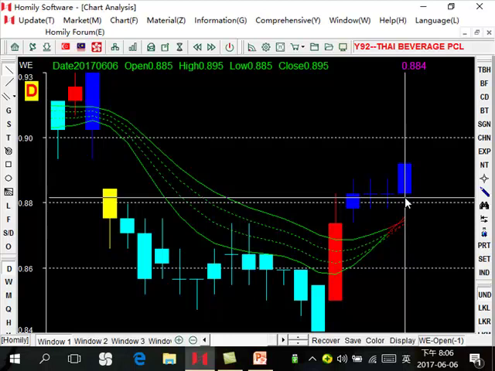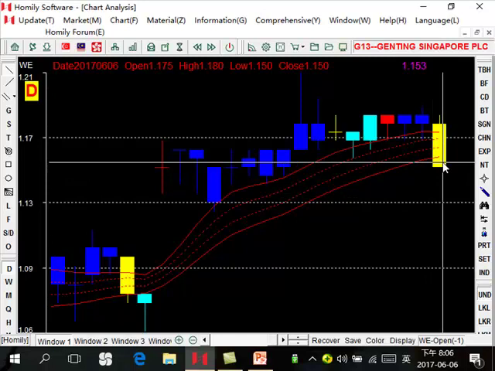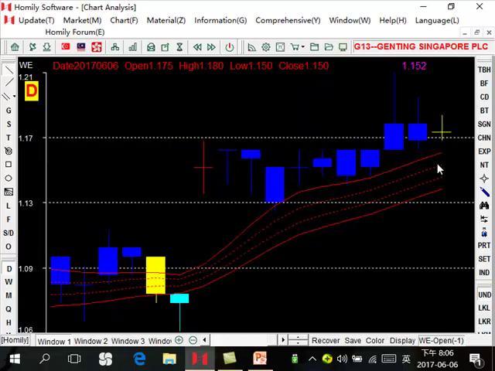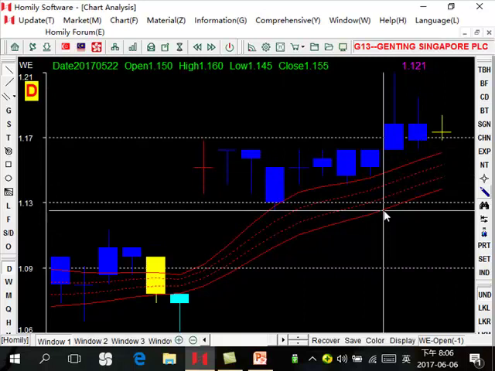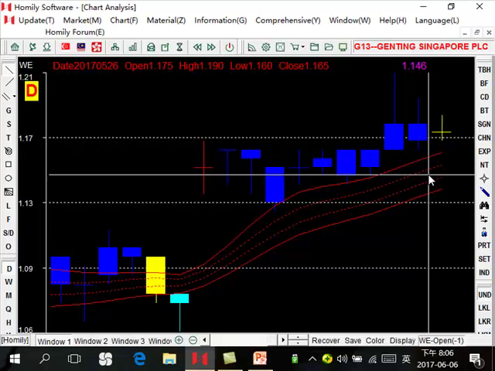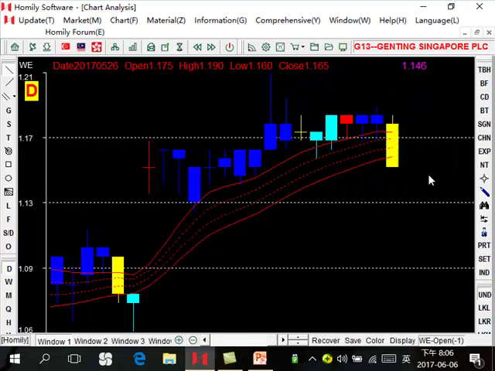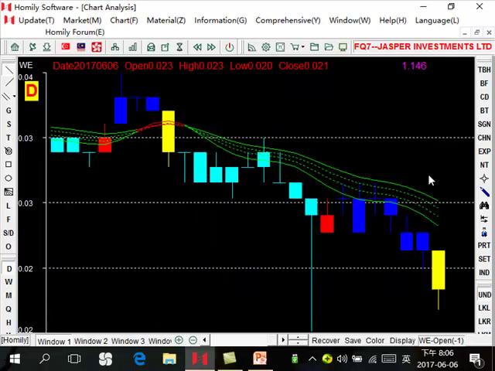Then let's see this one, buy or not? Genting. You should decrease your position, okay? Because we can see here, Genting, here decrease your position. Because the red band and the yellow candlestick, you should decrease your position, okay? So here if you never decreased, then here you should decrease again. Then how about this one? Sell or keep? Sell, because the green band and the yellow candlestick, you should sell.